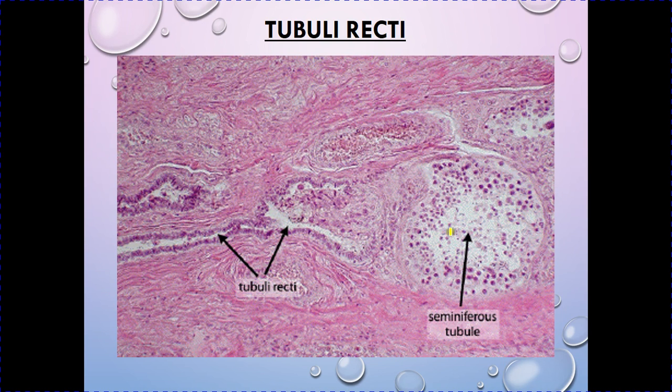This is a seminiferous tubule, and you remember the epithelium of seminiferous tubule? It was modified stratified cuboidal. Why are we saying modified?